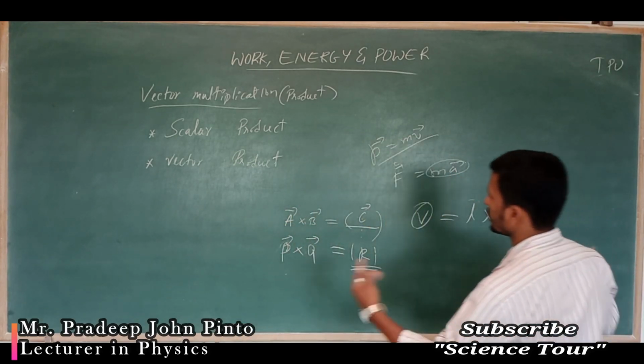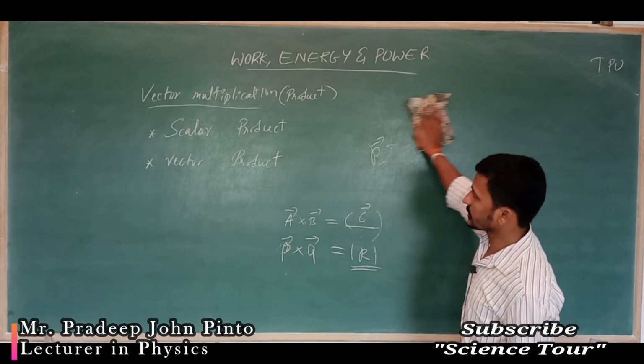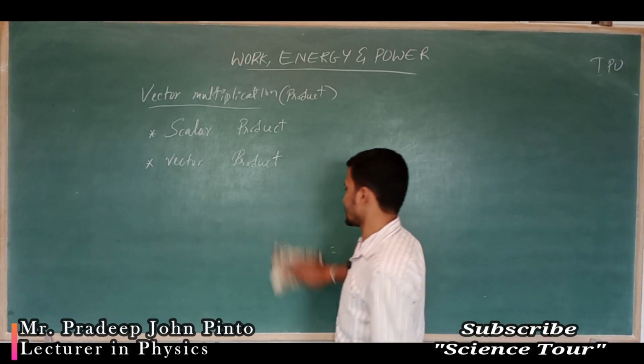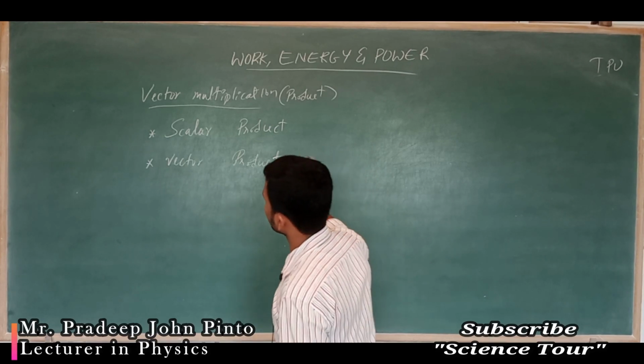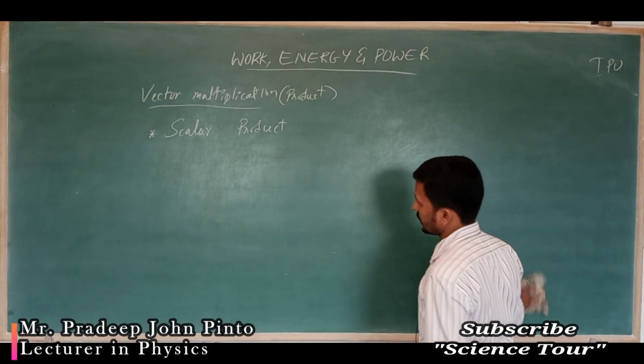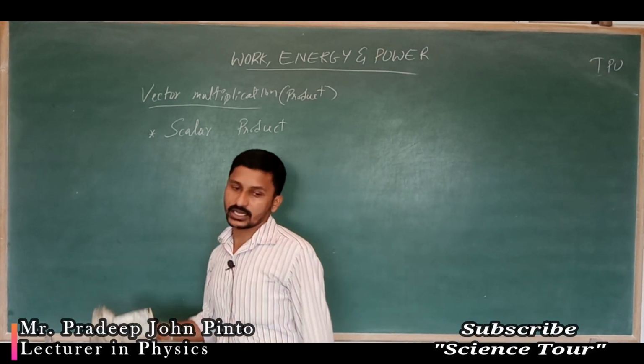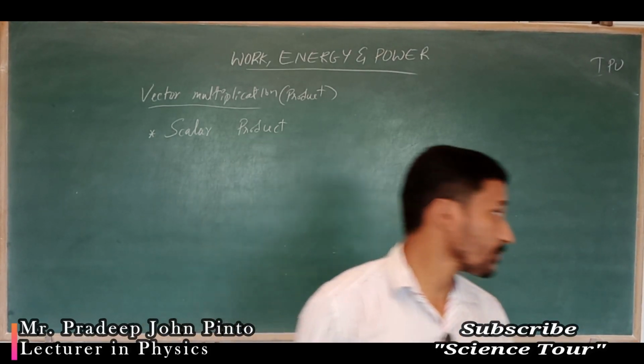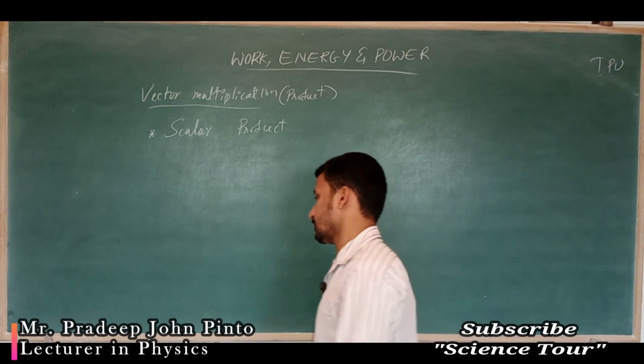So we will go into again what actually scalar product is. Later you will understand. Okay. So first we are going to deal with only scalar product. Vector multiplication has two types: one is scalar product and the other is vector product, and the scalar product we are going to deal with.